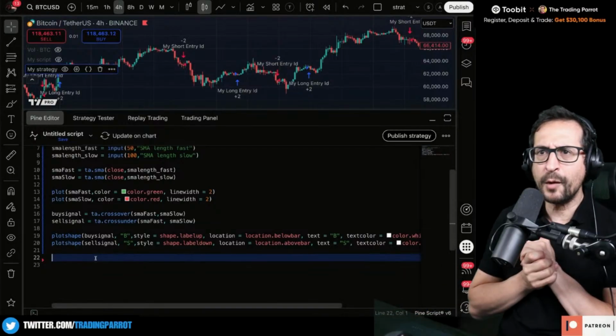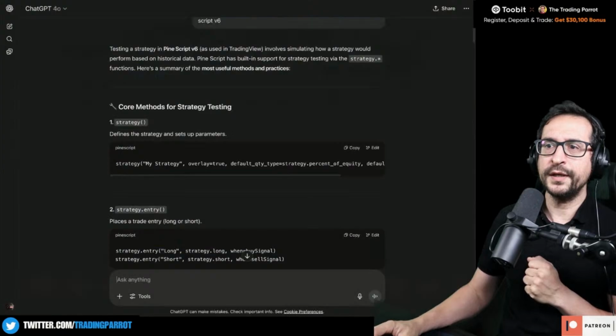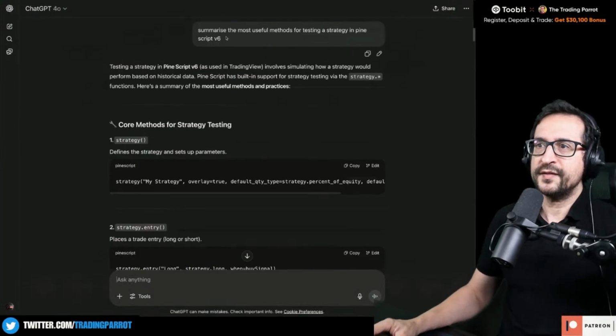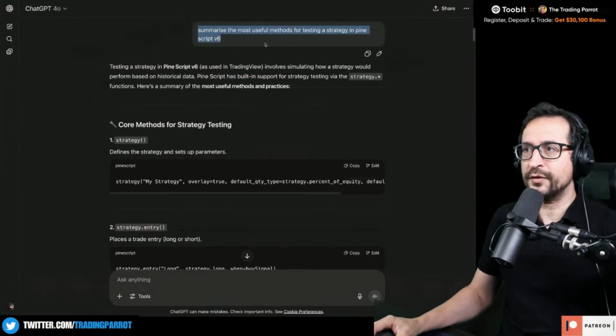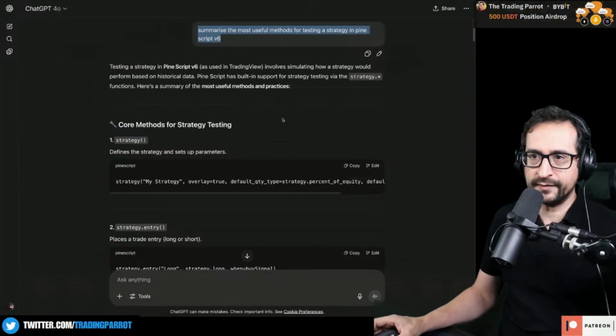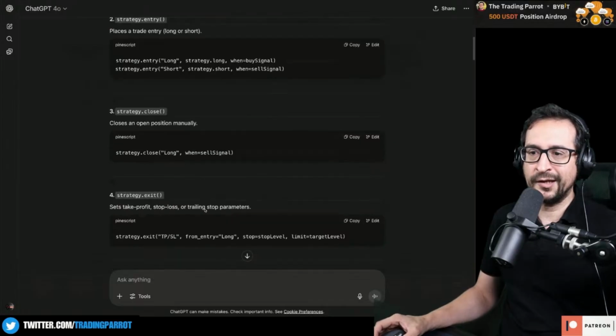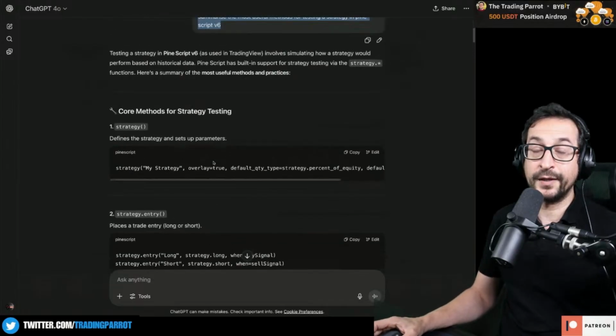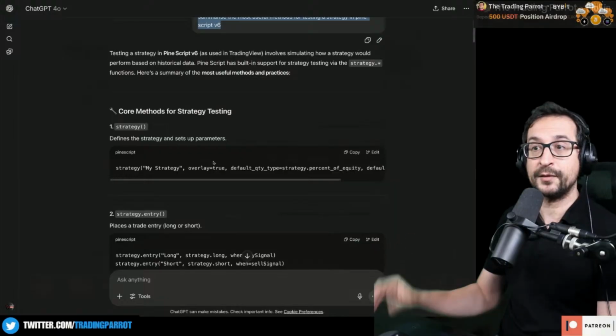So what we can do is we can go into ChatGPT and we can say, summarize the most useful methods for testing a strategy in Pine Script. And we got the core methods, we got the entry, the close, the exit, and all of that. We're going to go through them and we're going to decide what we can use.